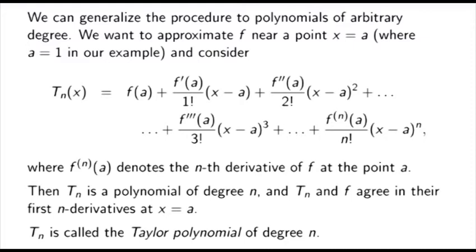And what are the properties of Tn? Well, we've constructed Tn in the same way as in the example before. So we know that Tn and f agree in all derivatives up to order n at the point x equal to a. And a polynomial with this property is called a Taylor polynomial. So Tn is the Taylor polynomial of degree n.